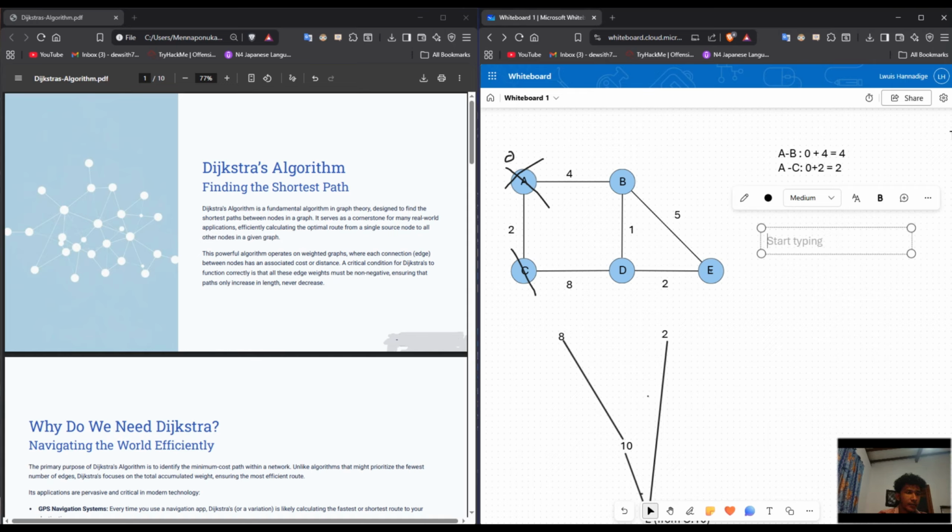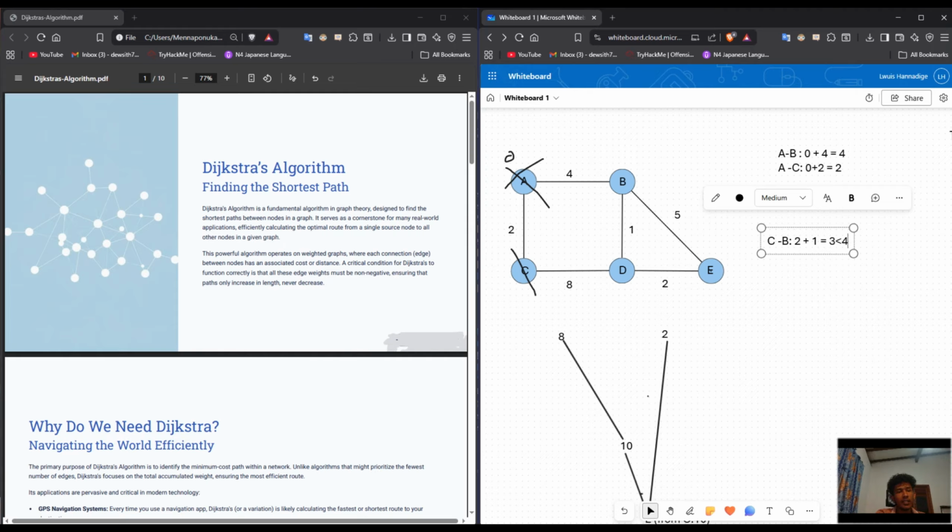C to B, we will find the distance C to B. So C to B goes 2 plus 1. Then the distance is coming as 3. 3 is smaller than 4.